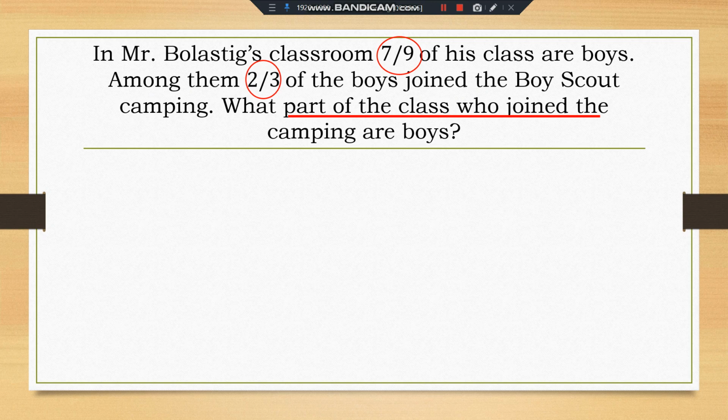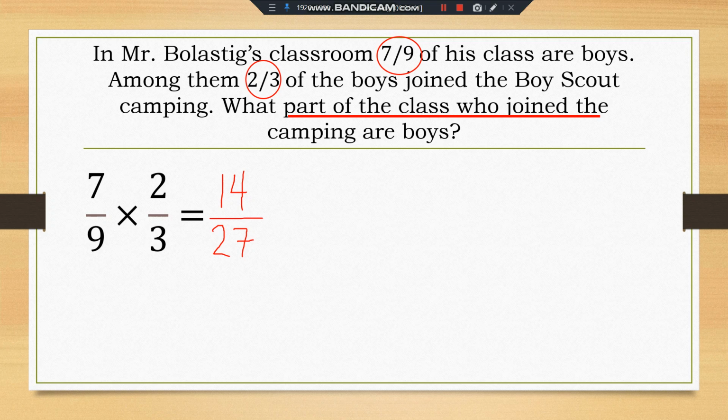What do you think is the operation that we're going to use to solve the problem? Yes, we're going to have multiplication. So 7/9 times 2/3. Alright, so to multiply this one, the rule is very simple. We're going to multiply the numerator by the numerator and then the denominator by the denominator. Okay, so we have 7 times 2, that is 14, and 9 times 3, that is 27.